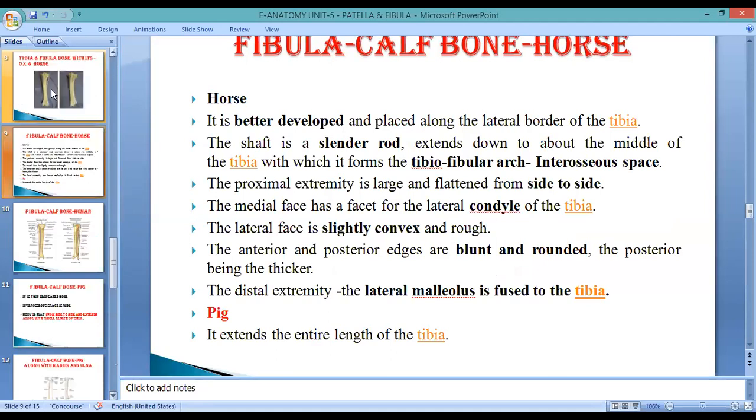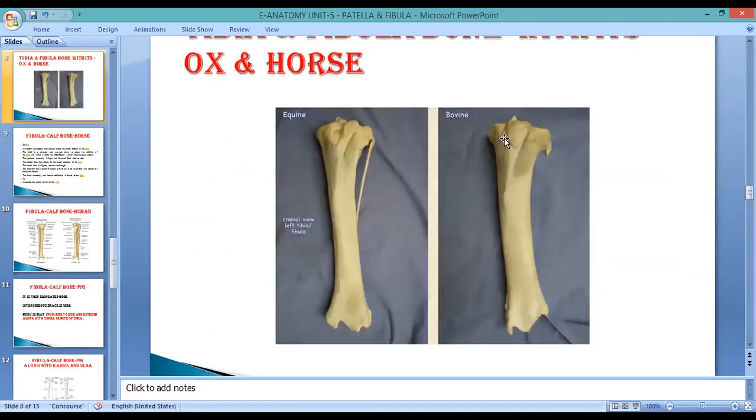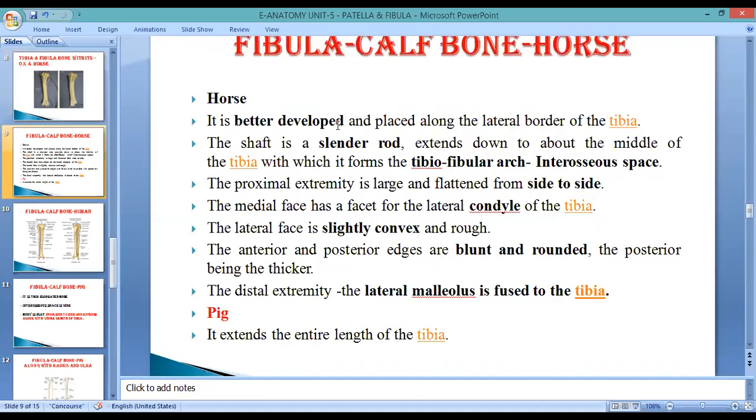In this case, in comparison to the ox or bovine, this is well developed, cylinder in shape, and it is also attached on the lateral part of the tibia and reaches up to the middle of the tibia bone. It forms a space that is known as the interosseous space. And here we can discuss some important parts. It is better developed in comparison to the ox, placed along the lateral border of the tibia.